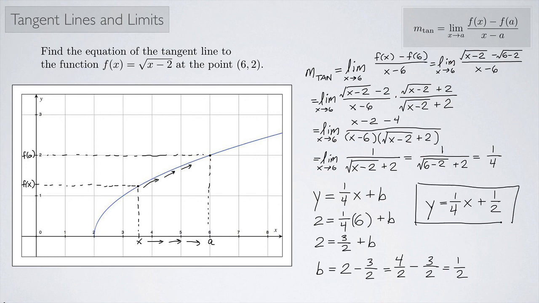And if you take a look at the graph and imagine what a tangent line here would look like at this point, it would have a positive slope of about 1/4. That seems about right. And then it would hit the y-axis at a half right about here. Yeah, that seems to make sense.